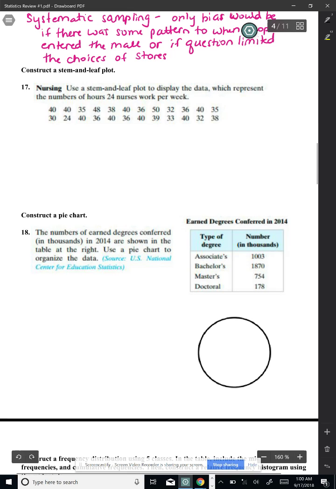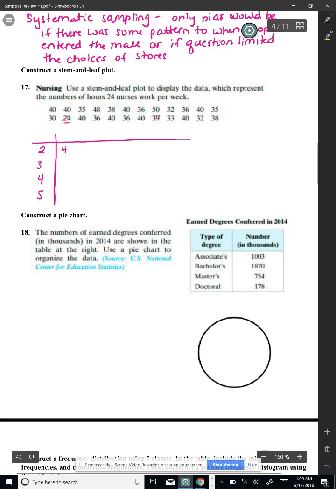So on this, the first thing you want to do is find the smallest number, and then find the largest number so that you can figure out how many stems you're going to need. So it looks like our smallest number is 24 and our largest number is 50. So we will need stems of 2, 3, 4, and 5. And then you just start putting the numbers in.